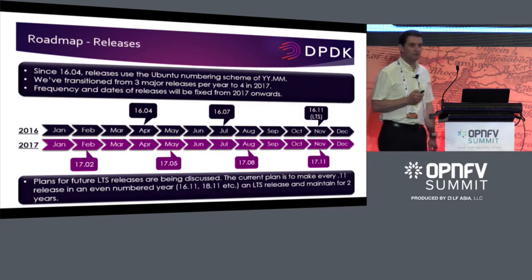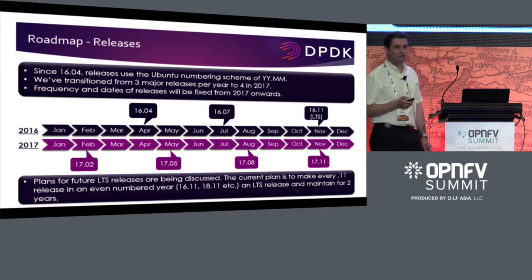So just in terms of roadmap, this is just showing the release cadence. So we had 3 releases through 2016. The one interesting point is our last release in 2016, 16.11, was an LTS release. We had never done LTS releases before, but there were a number of requests for it, some from the OS distros and from some customers as well.